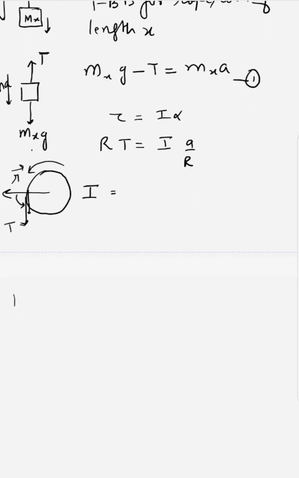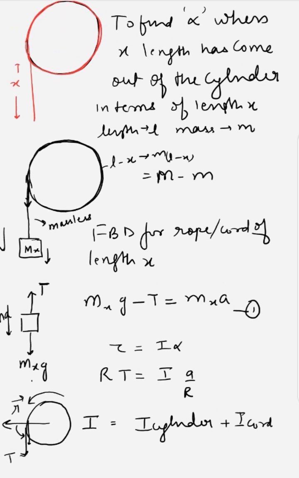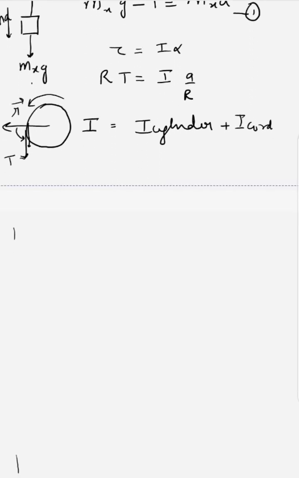That means I of cylinder plus I of cord, which is still wrapped around. And they have said, consider that a cord, whatever cord is left, to have its center of mass at the center of the cylinder. That means what we can do, first we write simply cylinder: mr square divided by 2, and then leave the cord for the next line.